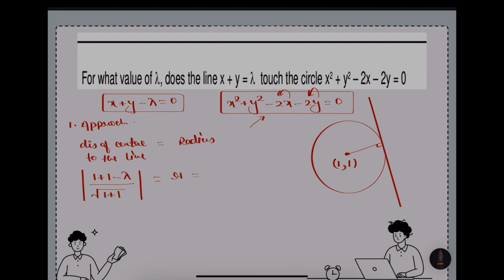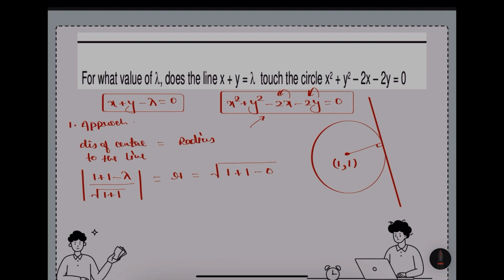Do you remember the radius? It is root of g square plus f square minus c. So it is root 2. Do you know any approach by which you can remove this mod and square root? Yes, very good, it is squaring.